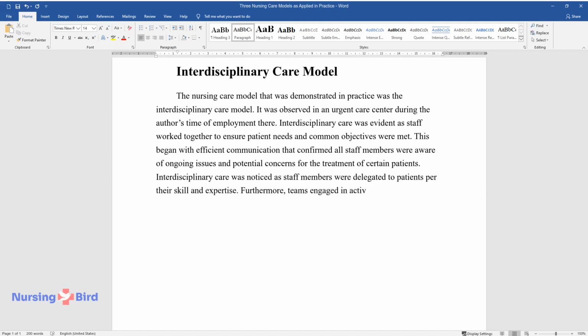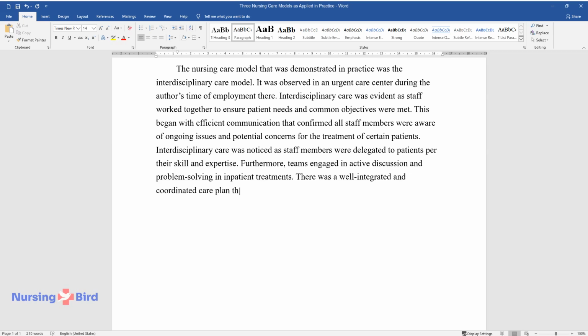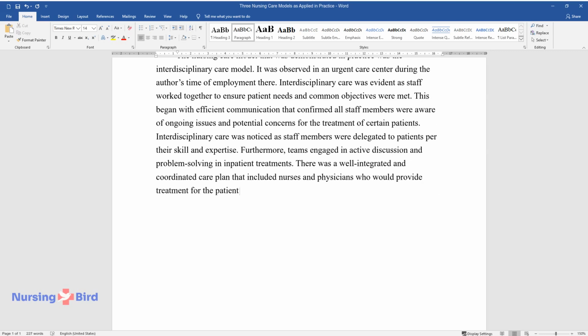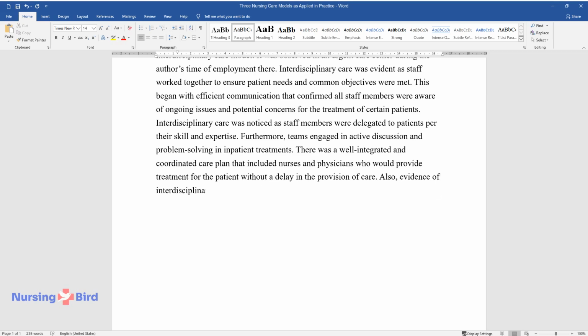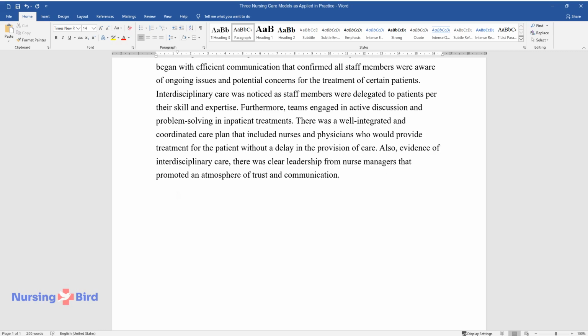Furthermore, teams engaged in active discussion and problem-solving in inpatient treatments. There was a well-integrated and coordinated care plan that included nurses and physicians who would provide treatment for the patient without a delay in the provision of care. Also, as evidence of interdisciplinary care, there was clear leadership from nurse managers that promoted an atmosphere of trust and communication.